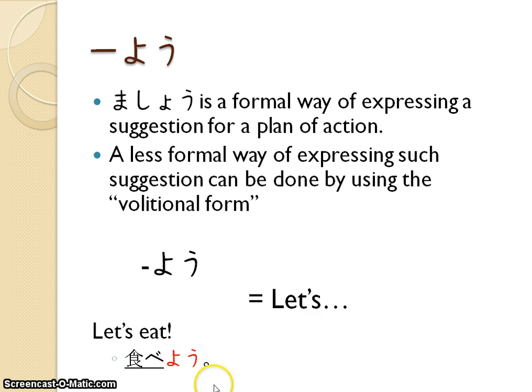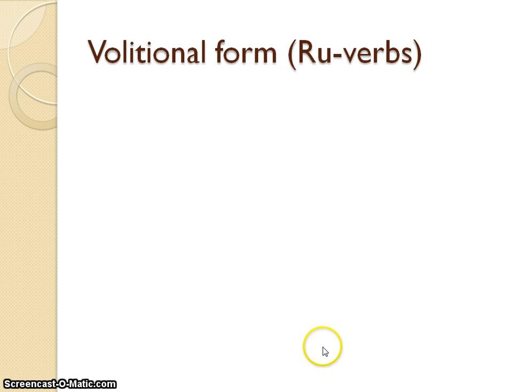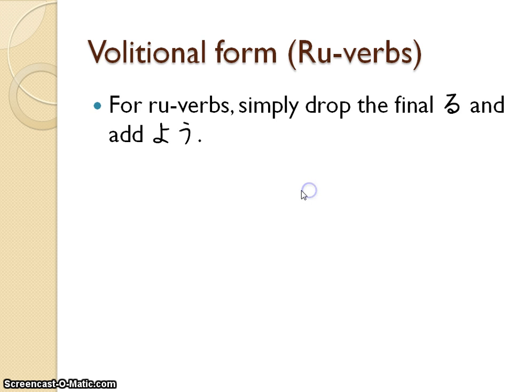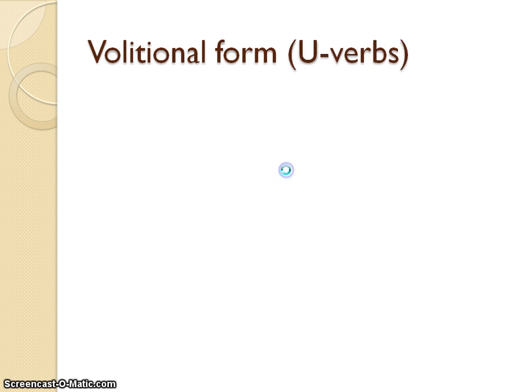So let's eat 食べよう. Okay, so let's do root verbs. You do have to split between root verbs, u verbs, and irregulars. So let's take a look. The root verbs are always simple. You drop the る and add よう. So to eat, 食べる. The stem would be 食べ, and then 食べよう.